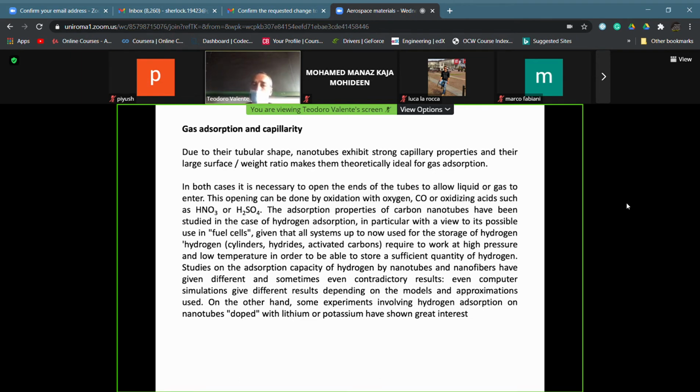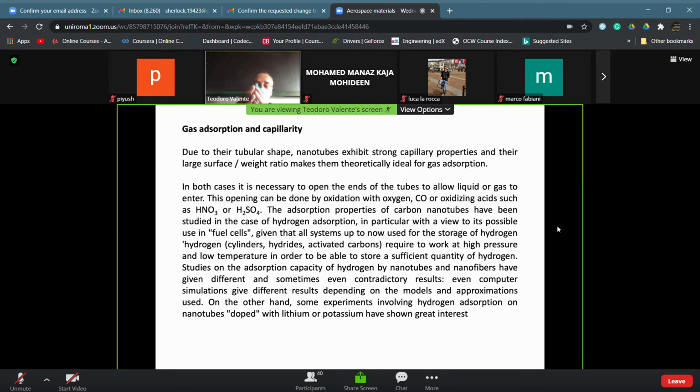This adsorption property of carbon nanotubes has been studied, for example, in the case of hydrogen adsorption, even though the results are not so promising with respect to other possible solutions. Particularly for use in fuel cells, in order to solve one of the problems on which research and development is still active, that is the storage of hydrogen. Studies in this way did not give us, let me say, univocal results, and so there are other solutions for this purpose.